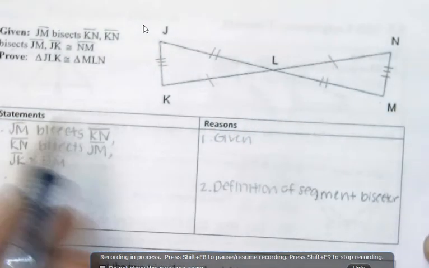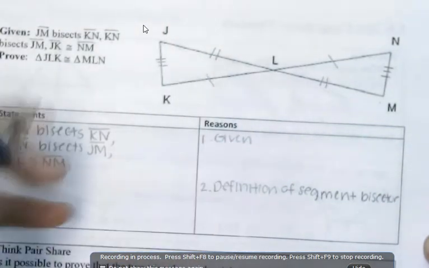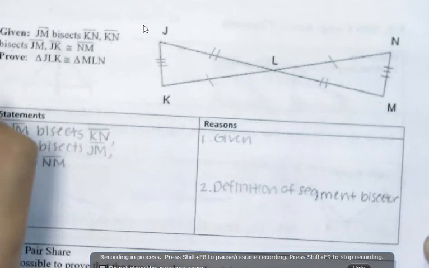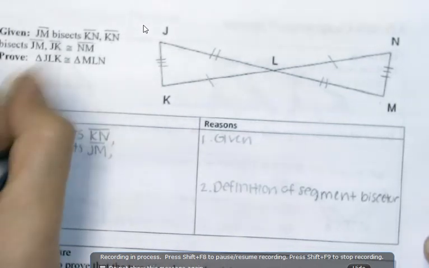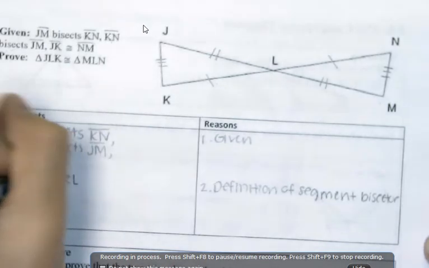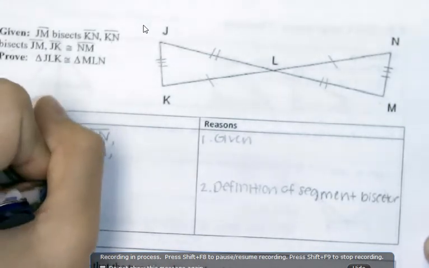So from the definition of segment bisector, we are able to say that segment JL is congruent to segment LM, and segment KL is congruent to segment LN.